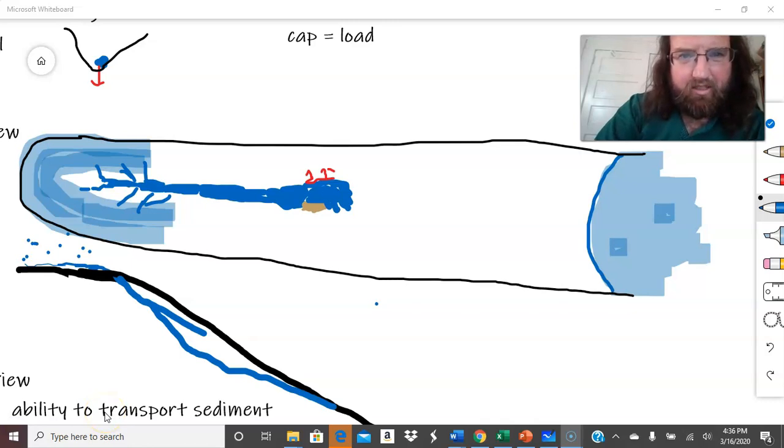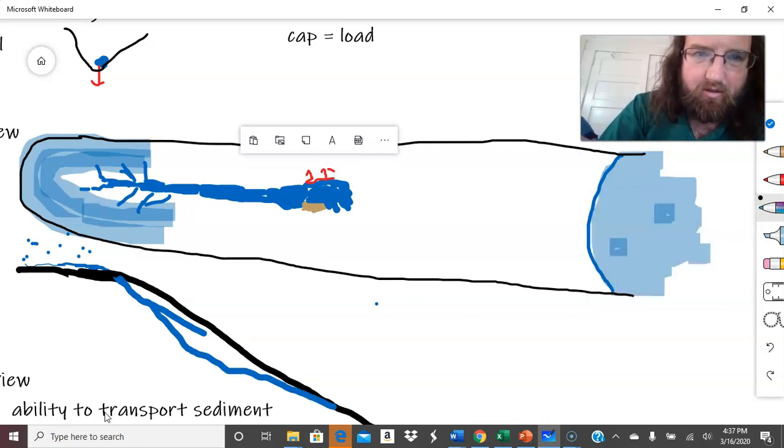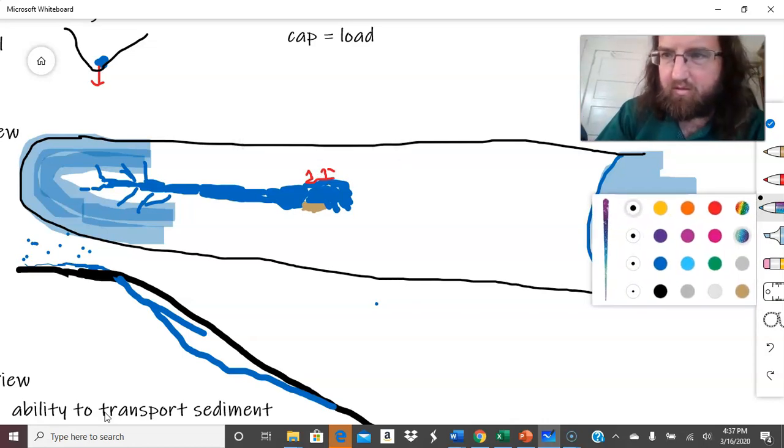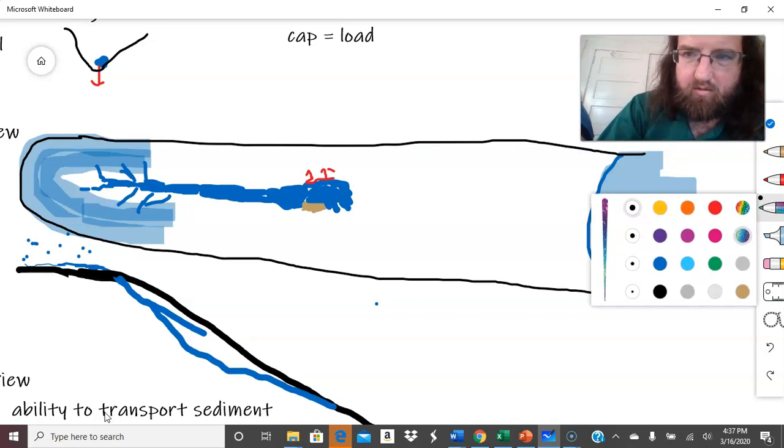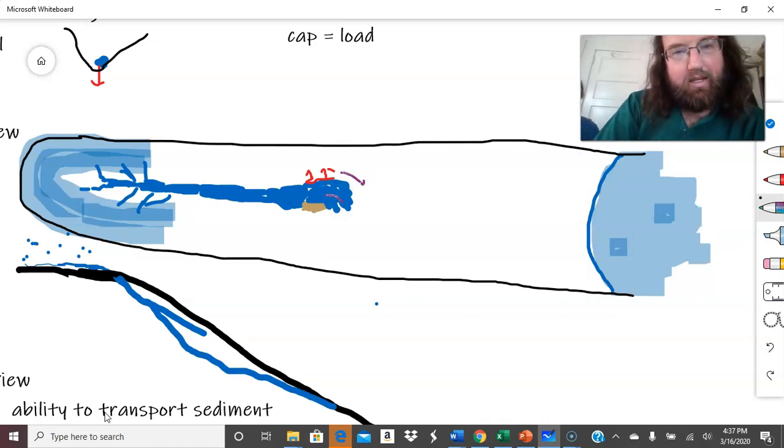Now what's starting to happen here is that your river is going to be going quite a bit faster on the outside of the bend than it was on the inside of the bend, so it's going to be able to erode more as it goes around this curve right here.